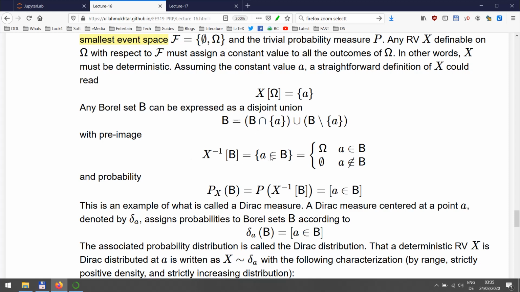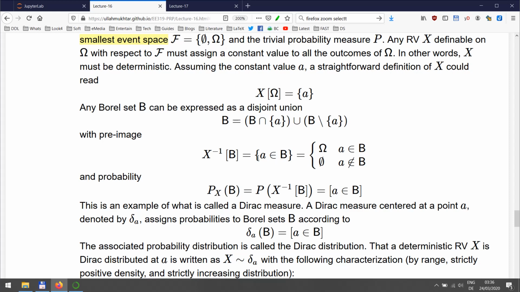It turns out that this answer will depend on whether B includes A or not. So if B includes A, you will get the full sample space, because you know A is the value assigned by X to all the sample points. But if B does not include A, then the answer has to be empty set, because there is no point in the sample space which was not assigned by X. Because this concept of Iverson bracket is new to you, I just reproduce its definition there. But you should know what I mean by this.